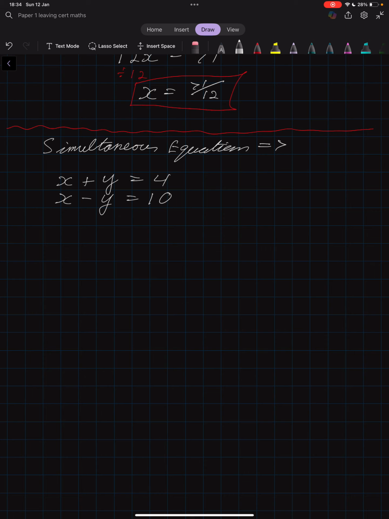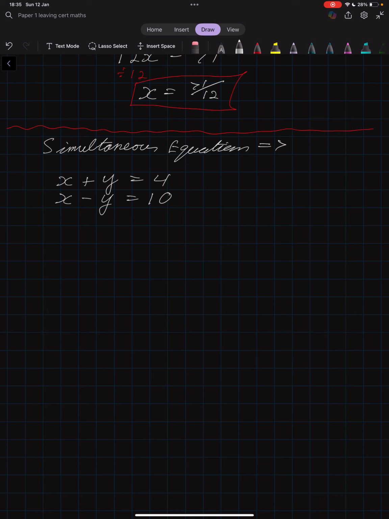But the thing is, there's tons of answers for that. X could be 0, y could be 4, because 0 plus 4 is 4. X could be 2, y could be 2. 2 plus 2 is 4. X could be 4 and y could be 0. So there's multiple answers to it. But there's only one answer in which x plus y is 4 and x minus y is 10. And that's what you're going to do here.